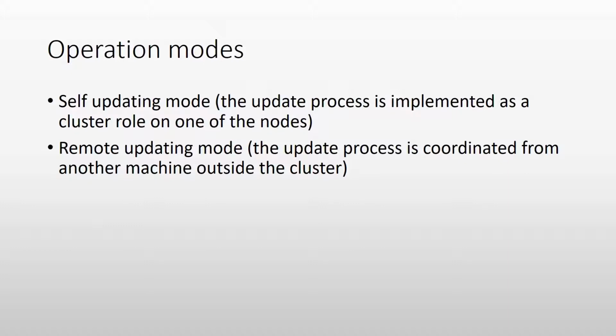Cluster-aware updating has two operation modes. The first one is called self-updating mode, and in this mode you just install the cluster-aware updating as a role in the cluster, and the cluster then takes care of updating itself. The second one is remote updating mode, in which you from a different server or computer that is not part of the cluster will start the update process via PowerShell or with the cluster-aware updating GUI.